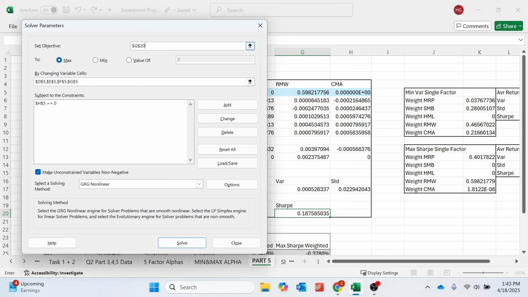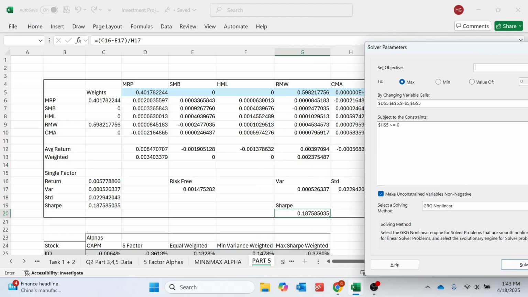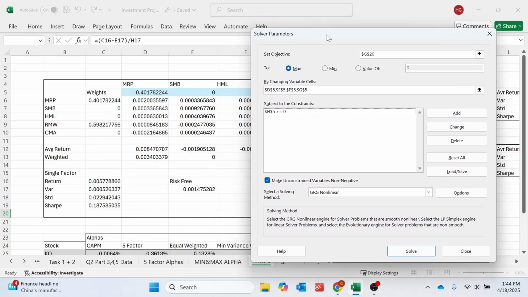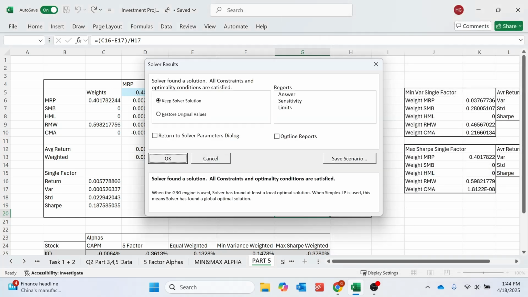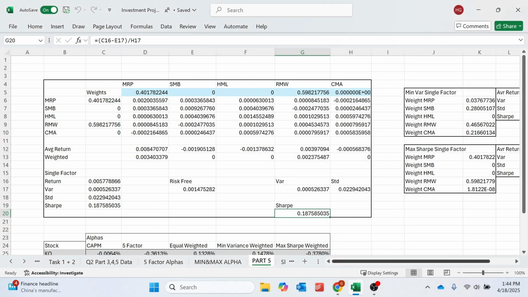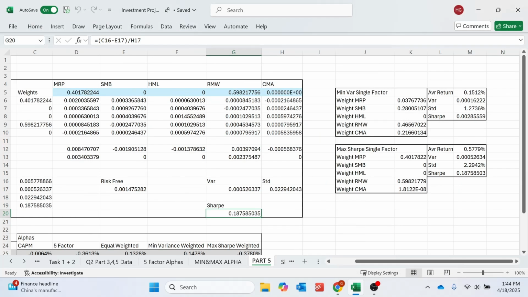So we set a variable to max, and then by changing the 4 weights up here, and since this one, H5, is not one of the ones we're changing, we set it greater than 0 because we don't want a negative weight in R. And when we solve that, you get this number here, which I've summarized over here. You basically get a 0 weight for the CMA, and 401 and 0.59 in the RMW.